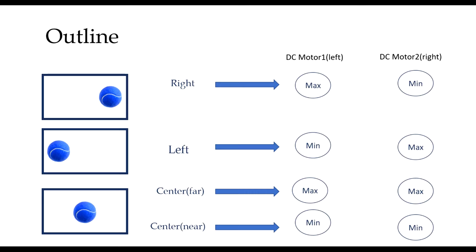And if the ball is in the center of the image and the area of the ball is smaller than the defined value, it means that the ball is far from the robot. So, the robot must move straight and the speed of both motors must be maximum. And if the area of the ball is more than the defined value, this indicates that the ball is close to the robot. So, the robot must stop and therefore the speed of both motors must be minimum. And finally, the ball may not be visible in the image, so the robot must stop. Now, let's continue in MATLAB.